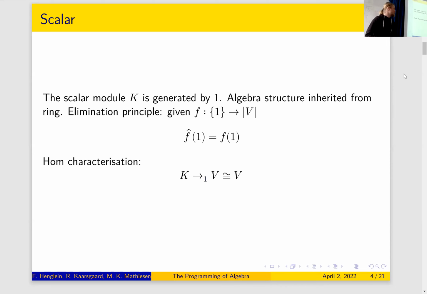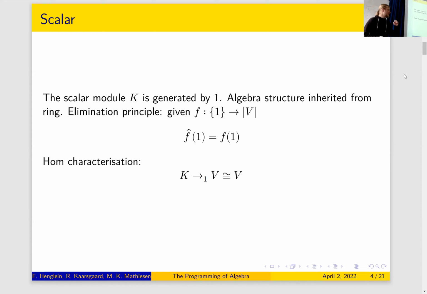So in other words, if we want to define a map out of the scalar module, then all we need to say is what happens to 1. And then that extends uniquely to a linear map, because everything else has to follow. If you say f of 3, then that has to be 3 times f applied to 1. So f of 1 is all we need to know.